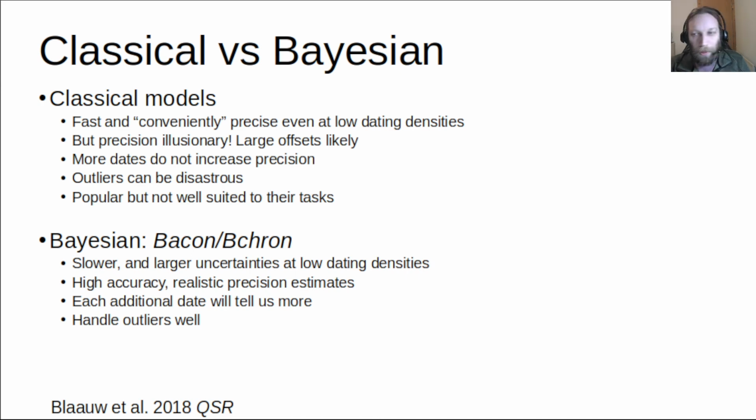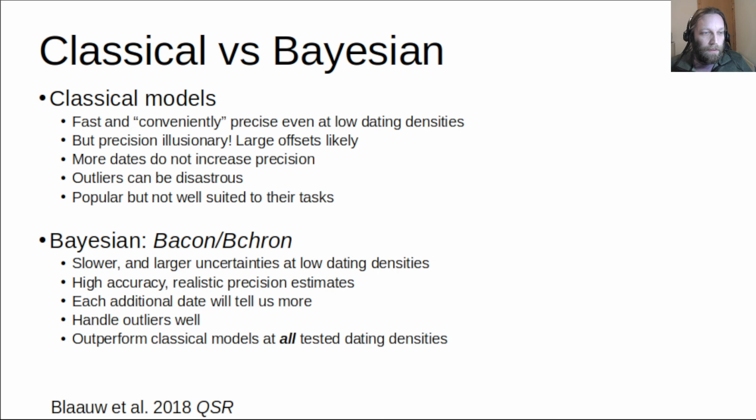So classical models, they're fast, they're precise, and they remain popular, but they're really not well suited to their task. So please try to not use them, even if they give you very precise and quick answers. Bayesian models, on the other hand, really outperform classical models, not only at high dating densities, but also, and perhaps especially, at lower dating densities, because there the model assumptions themselves become more important.